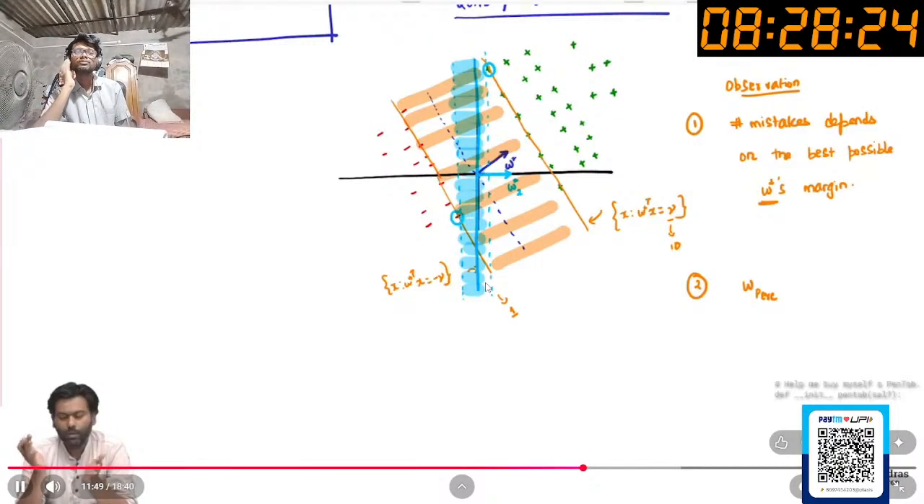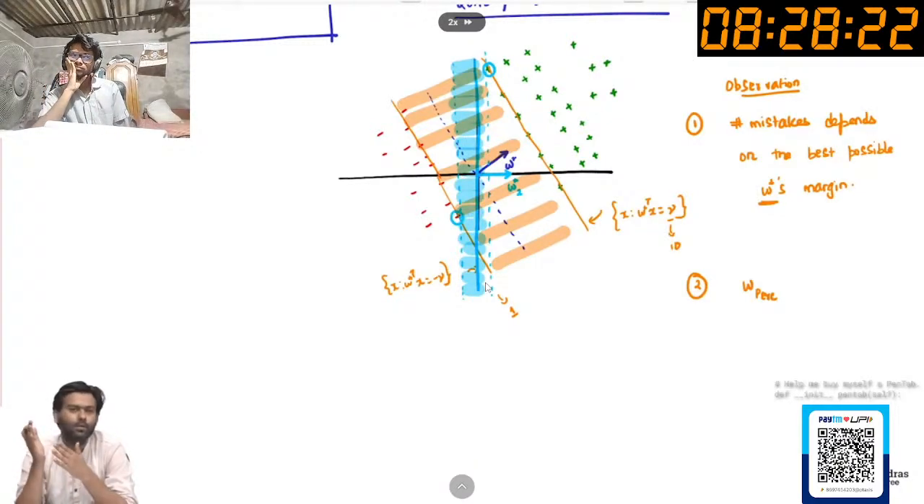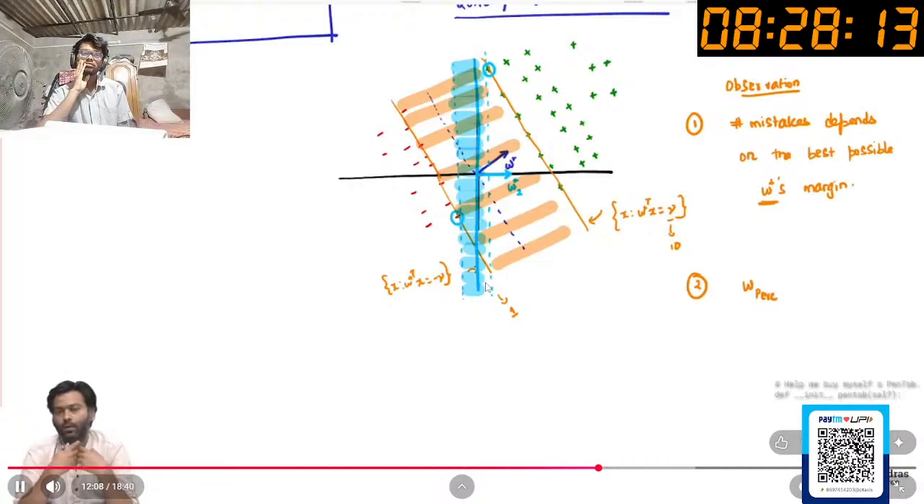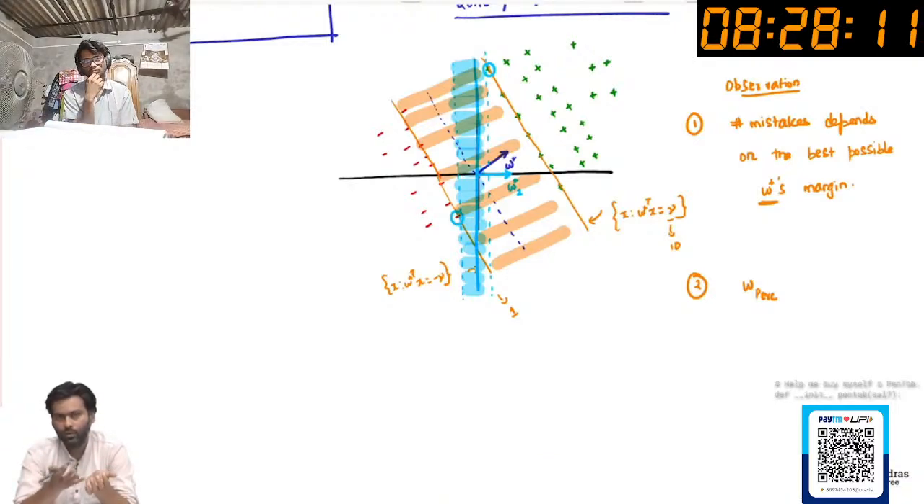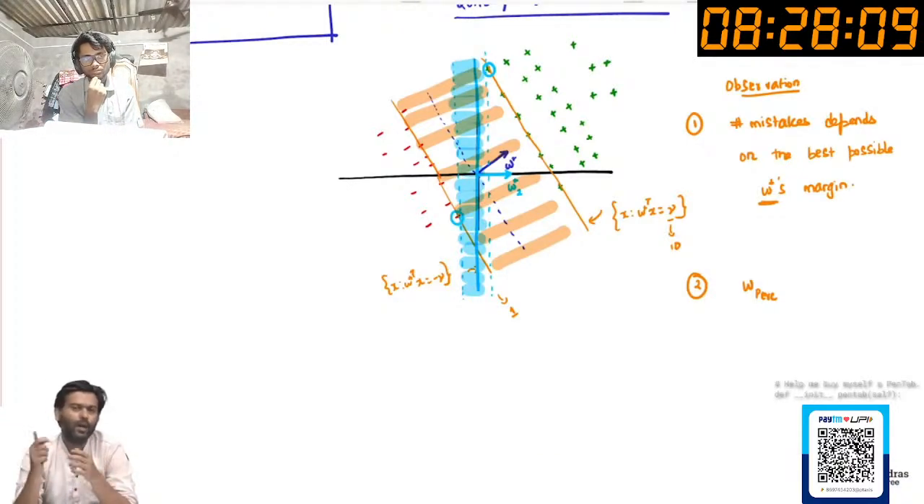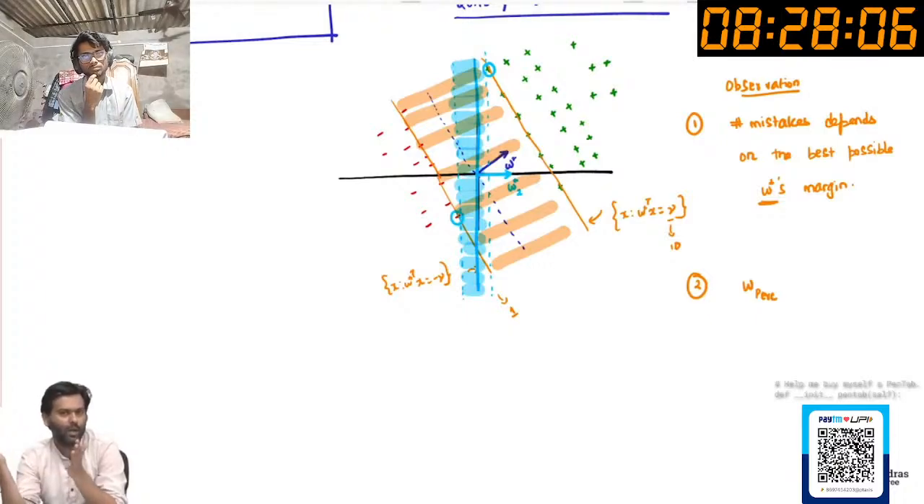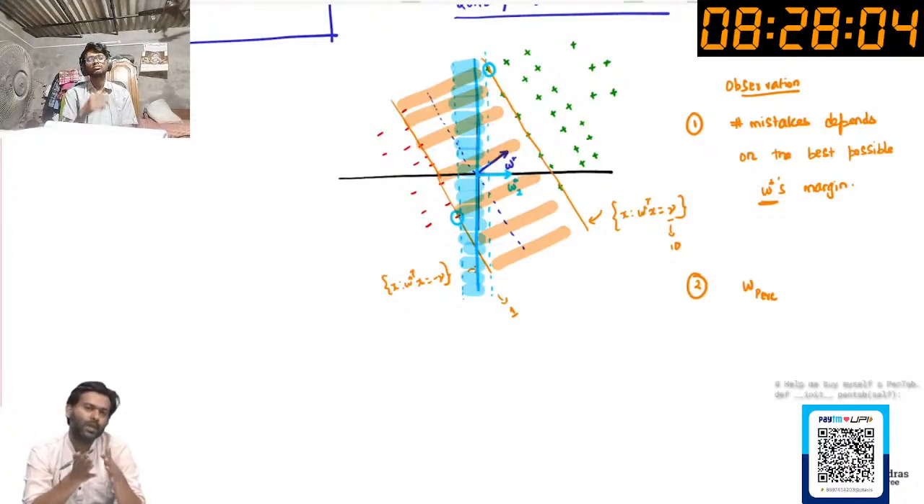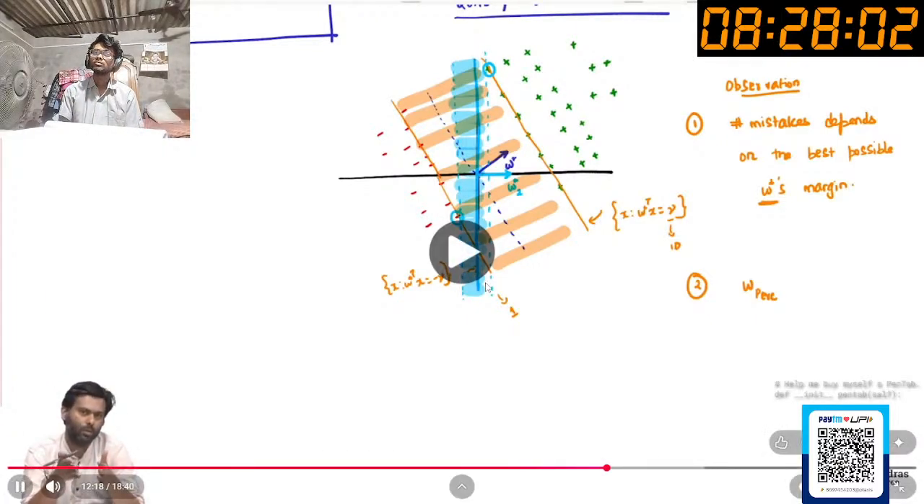Now this W perceptron need not necessarily be the W star which has the largest margin. Why? Because perceptron has nothing inbuilt in the algorithm, in the update rule, that says that you want to find a W where the margin is as high as possible. What we just argued is that the update rule that perceptron uses is enough to argue that if there is some W star with a large margin, then the number of mistakes that perceptron will make is small.